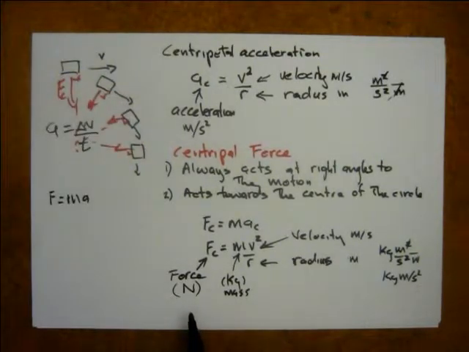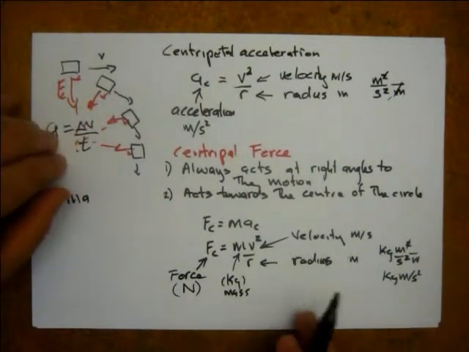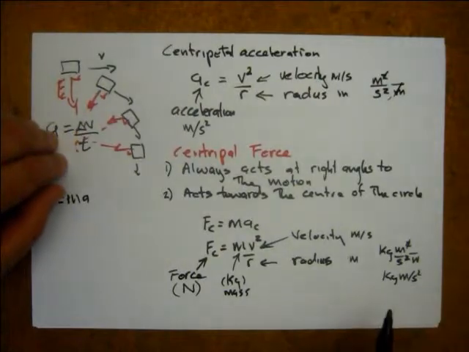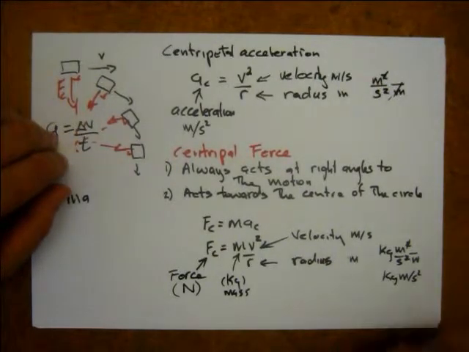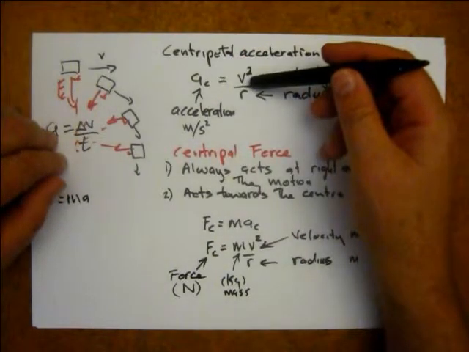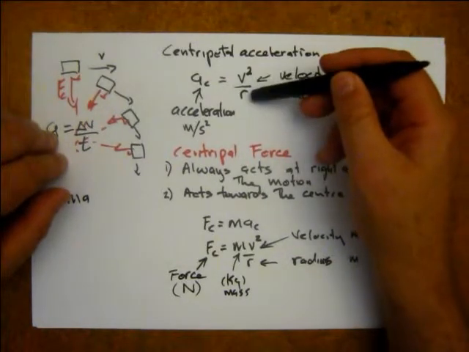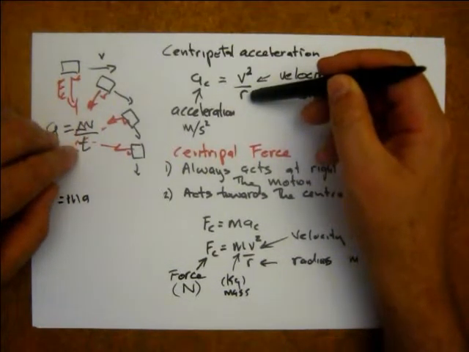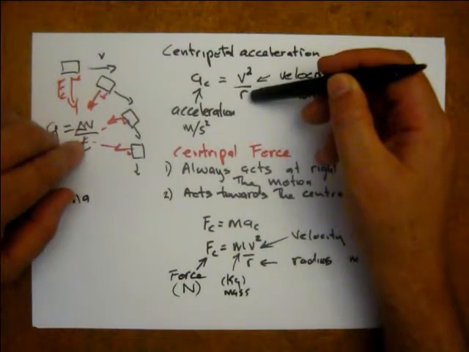So we'll do a couple of examples with these in a second. The big things we have to remember here is the acceleration is related to how fast we're going, actually the square of how fast we're going, and the radius, how tight the corner is. Hopefully that matches your life experience.